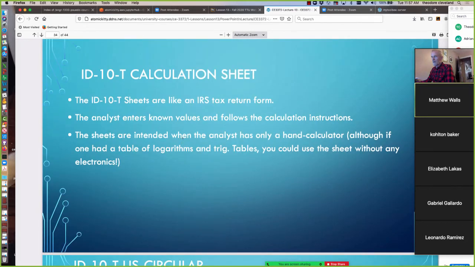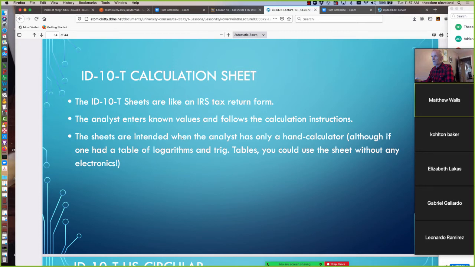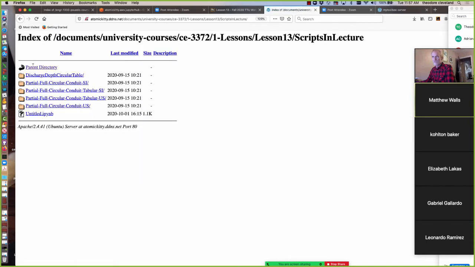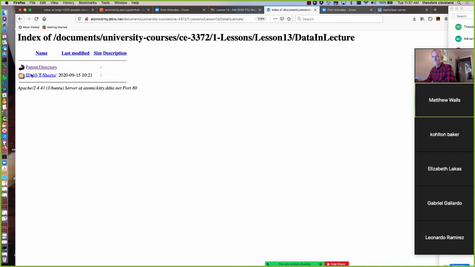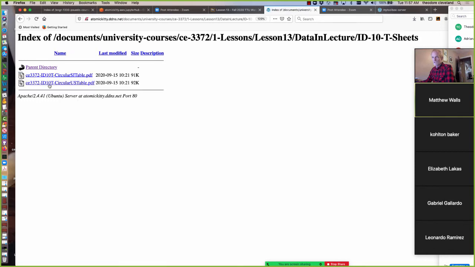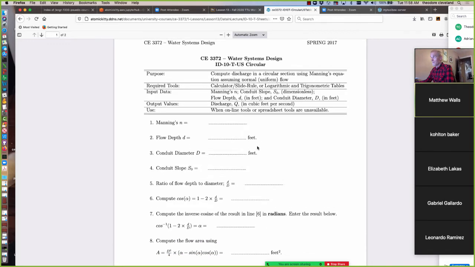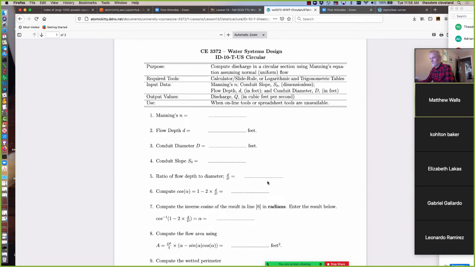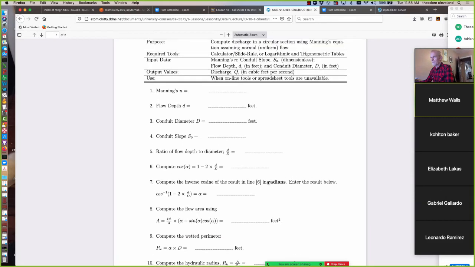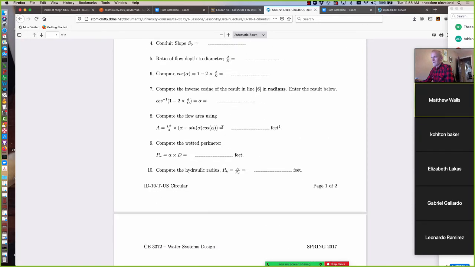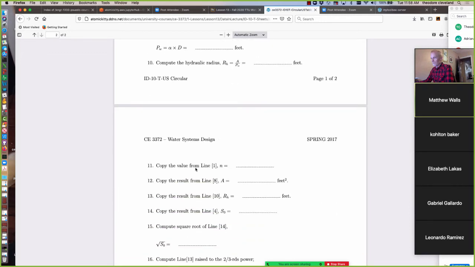And then if neither of those are available to you, we can always just fill out the ID10T sheet, as an income tax return form. And so let's go take a look at what that is. Well, it's in data. So I have one for U.S. customary and SI, and literally made this, looks like the last update was 2017, probably fixed some spelling errors at that time. So this is when nothing's available. You just put in Manning's N, depth, and it tells you what to do.